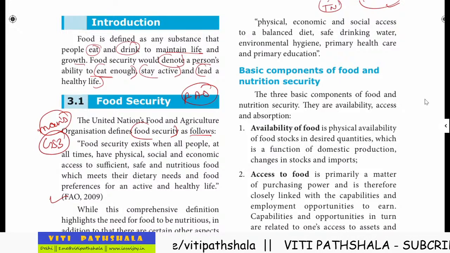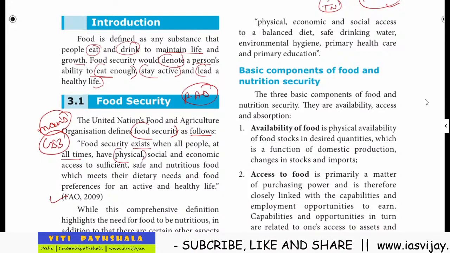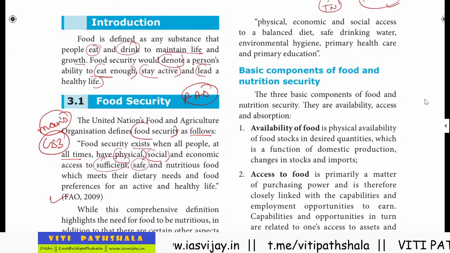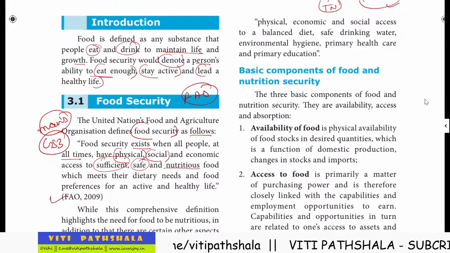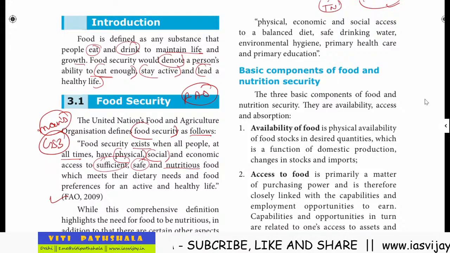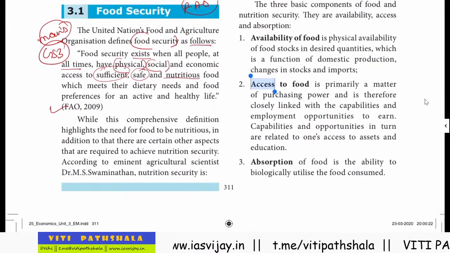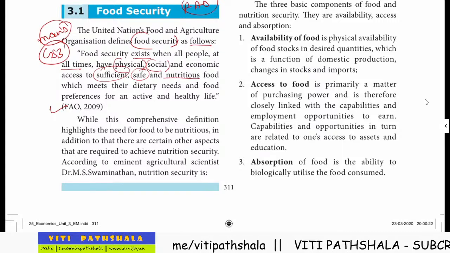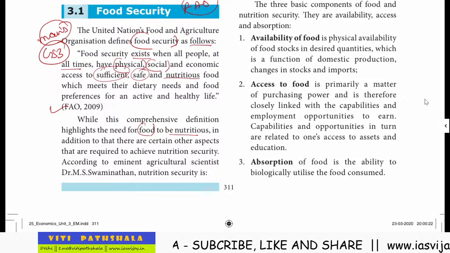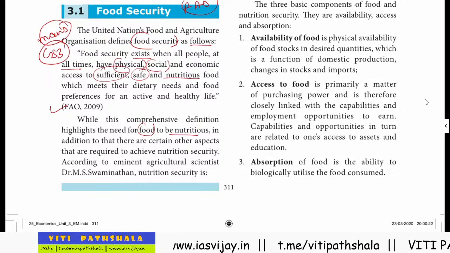Now food security exists when all people at all times have physical, social, economic access to sufficient, safe and nutritious food which meets their dietary needs and food preferences for an active and healthy life. Now while this comprehensive definition highlights the need for the food to be nutritious, in addition to that there are certain other aspects that are required to achieve nutrition security.